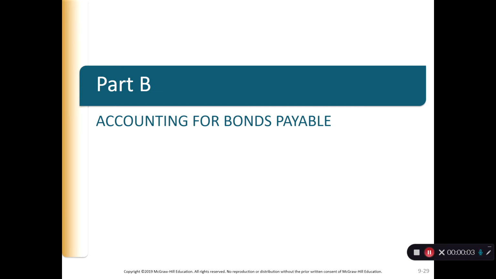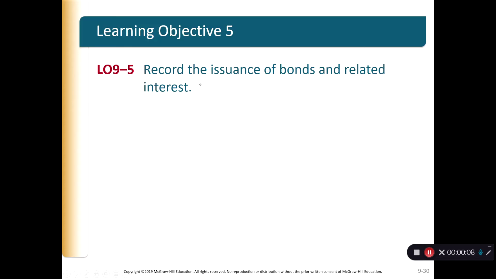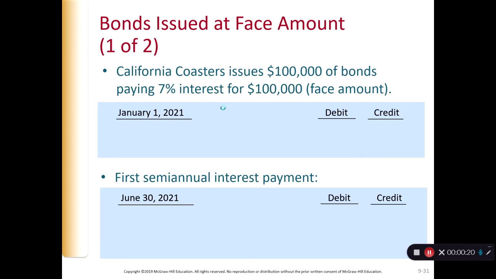Okay, welcome back to part B of accounting for bonds payable. First of all, we wanted to learn how to record a bond, that is, when they're issuing a bond, what we do in the related journal entry, right? So let's look at an example.